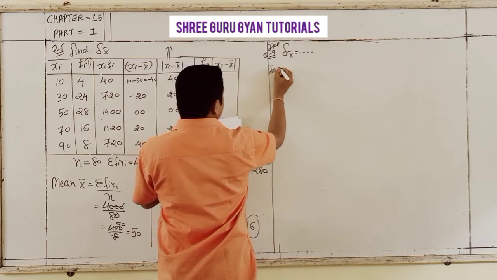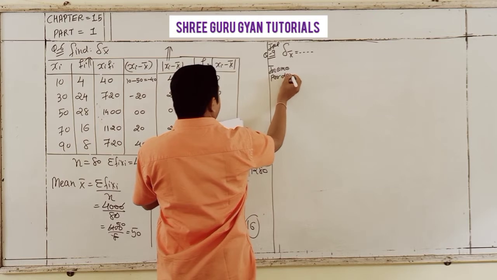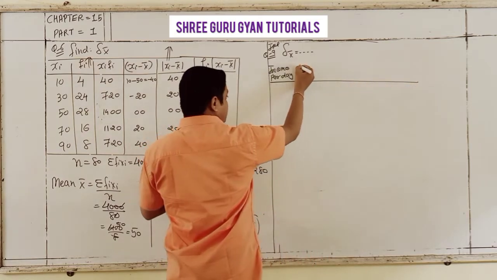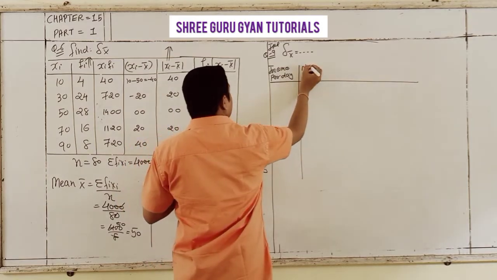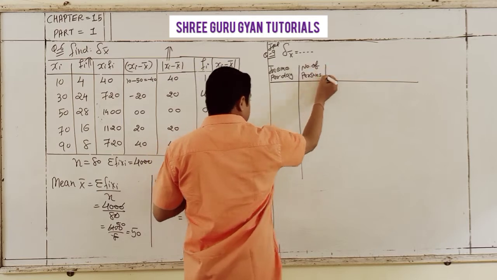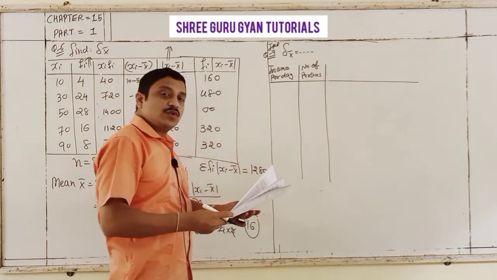Given: income per day, and secondly the number of persons. Here the number of persons is given, and very easily you add them to get the total.